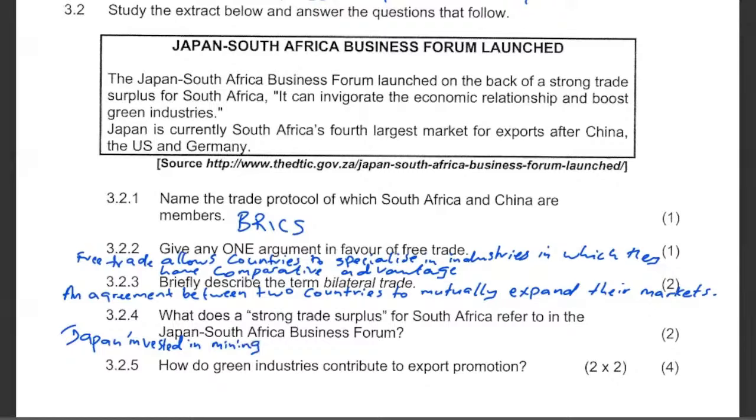Japan invested in mining, machinery, agribusinesses, and financial services. Okay, right, grade 12.